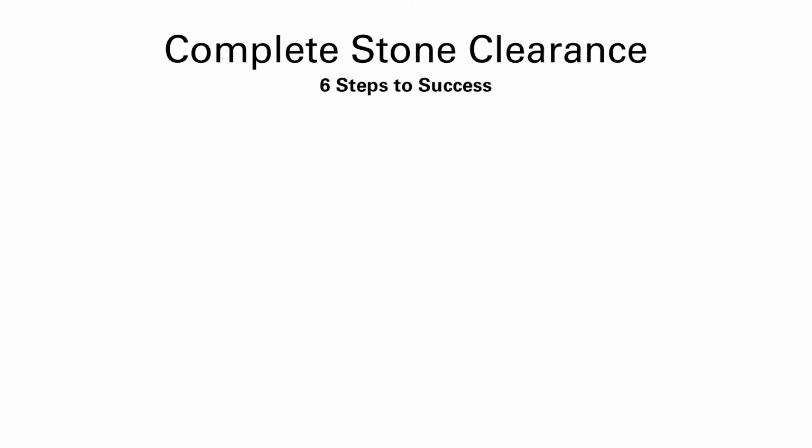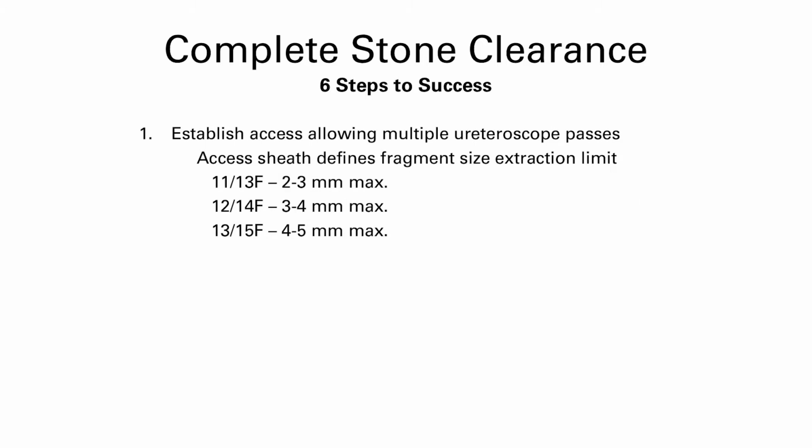So our steps to achieving stone clearance, 6 steps. First is to get access, which is what we're going to talk about today. And the important thing to think about with the access sheath is that the size of the sheath really determines the size of fragments you can remove. So 11-13 French, biggest thing you can get out is 2 to 3 millimeters, 12-14, 3 to 4 millimeters, 13-15, 4 to 5 millimeters. And when we're talking about a large volume of stone, that difference between 11-13 and 13-15 is very significant from both the effectiveness of the procedure and the efficiency of the procedure.